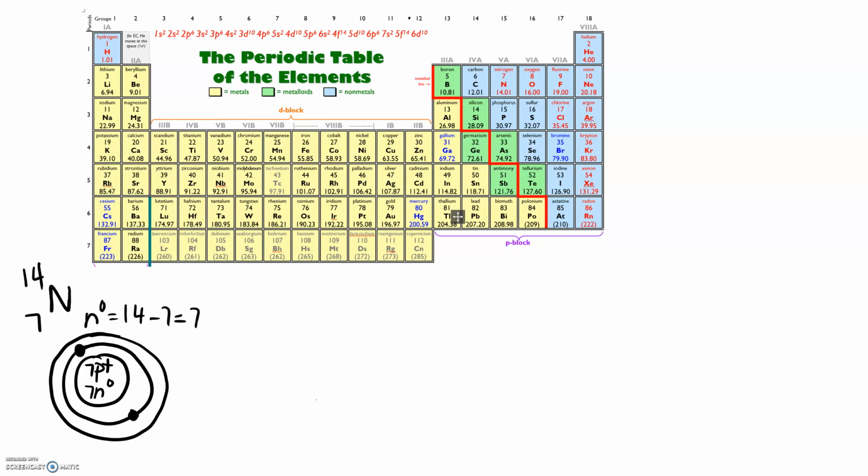As promised, let's go ahead and do the Bohr model for nitrogen and some of the other elements. Nitrogen has 14 for the mass and 7 for the atomic number, which means the protons are 7 and the electrons in a neutral atom are 7 as well. Here are 7 protons, 7 neutrons. Neutrons are 7 because 14 minus 7 is 7. Electrons are 2.